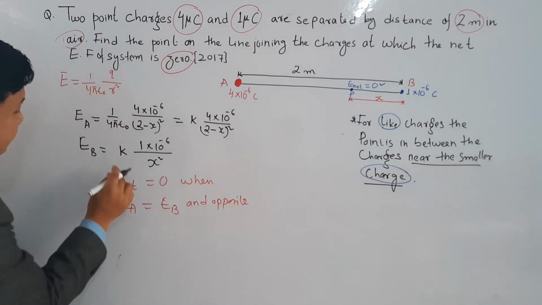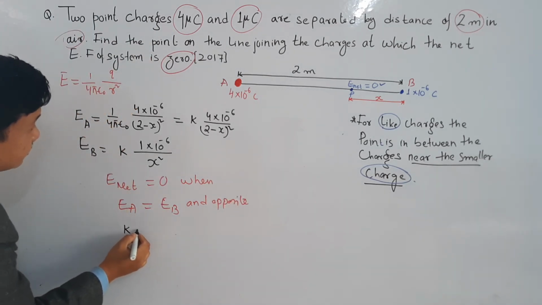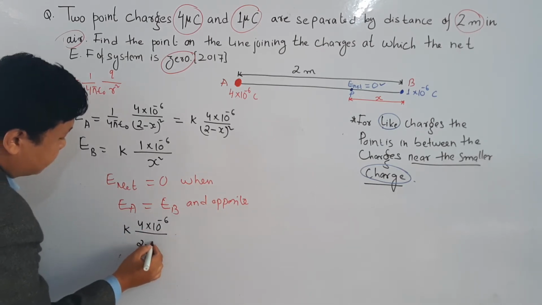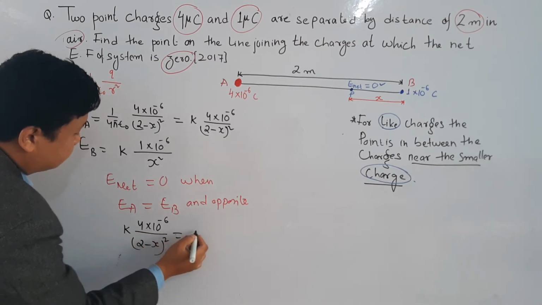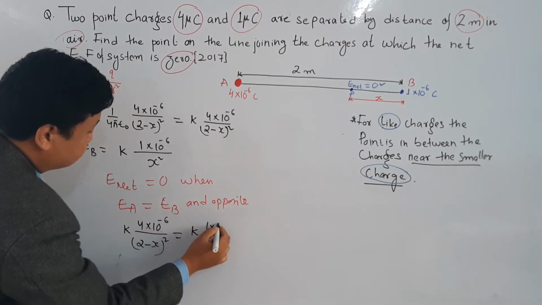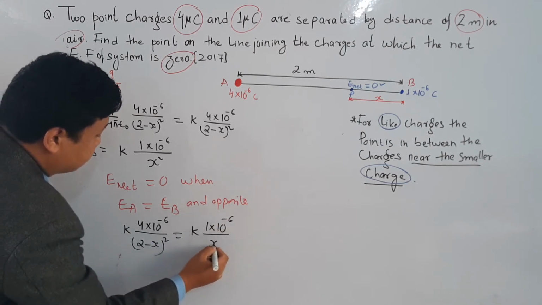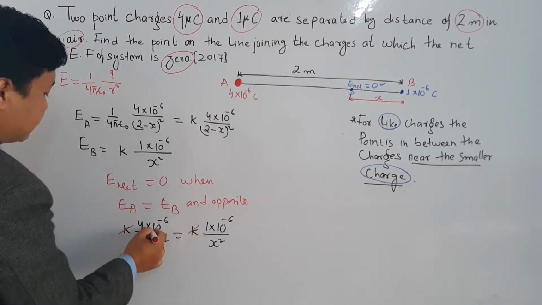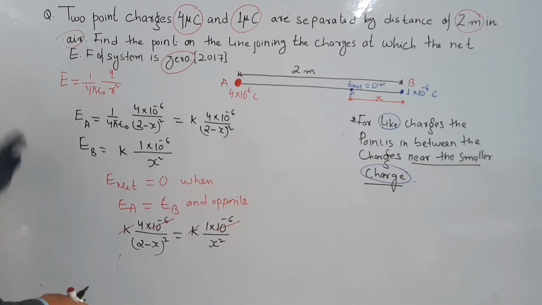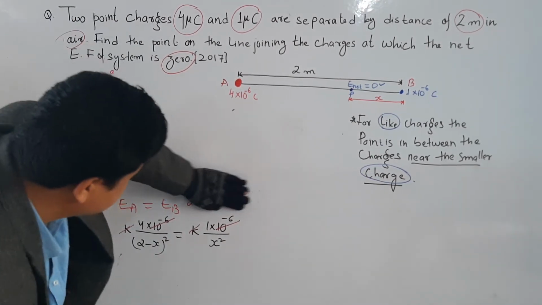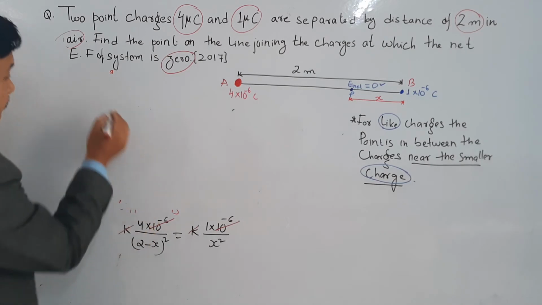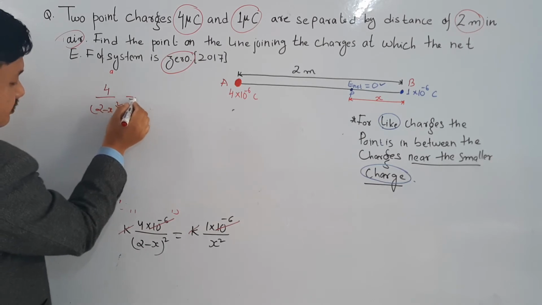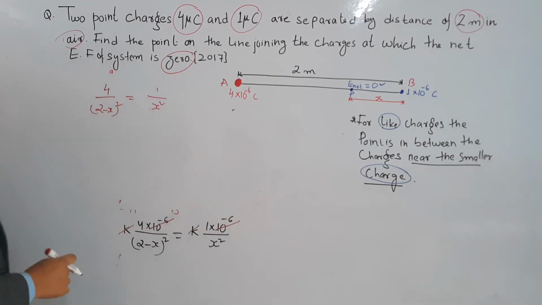I get E_A equals K times 4 into 10 to the power minus 6 divided by (2 minus x) whole squared, which should be equal to K times 1 into 10 to the power minus 6 divided by x squared. Then K cancels, and 10 to the power minus 6 cancels. Then what do I get? It's very simple. 4 divided by (2 minus x) whole squared is equal to 1 divided by x squared.